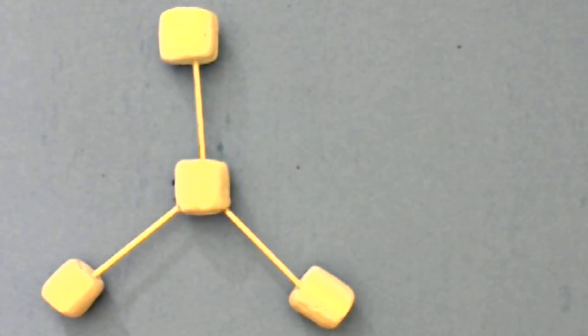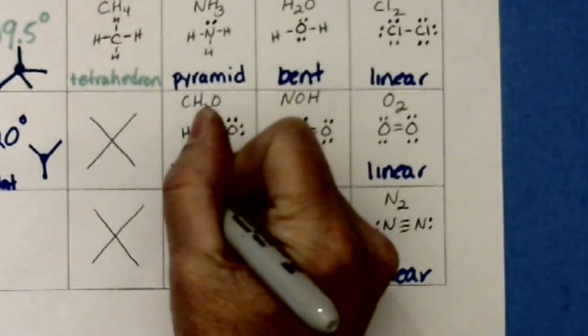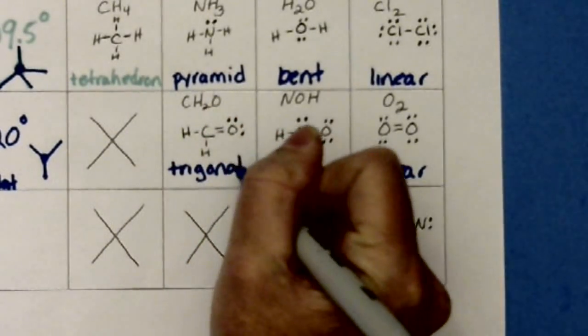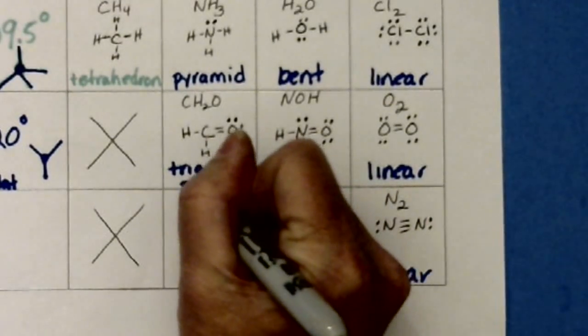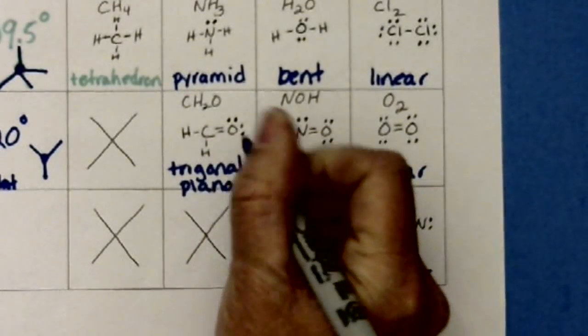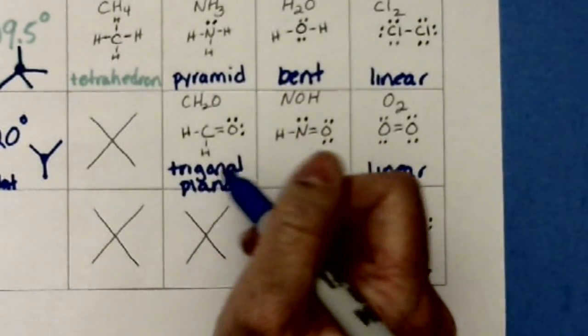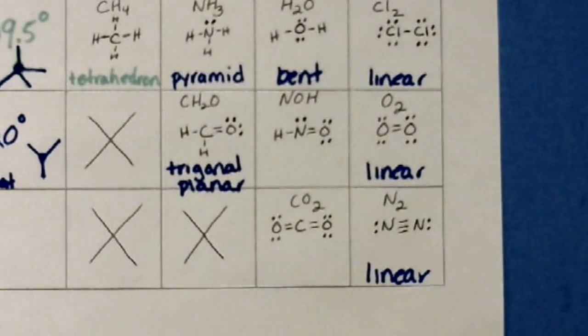So do you remember what we called this in class? If not, it is trigonal planar. Trigonal meaning 3. Sometimes you see it also called triangular, another word for trigonal, and this is planar. Sometimes you see this called trigonal pyramid or triangular pyramid, and triangular or trigonal planar. So trigonal planar. All right.